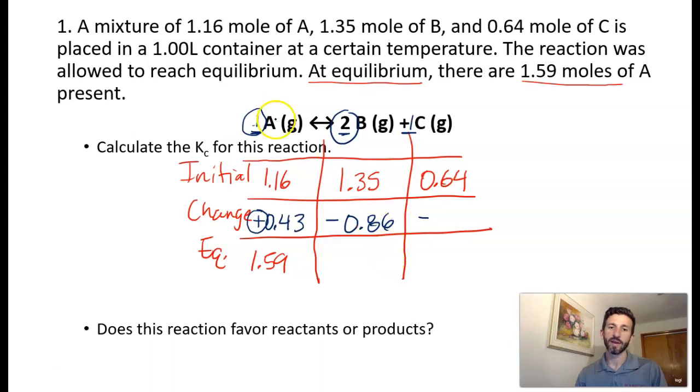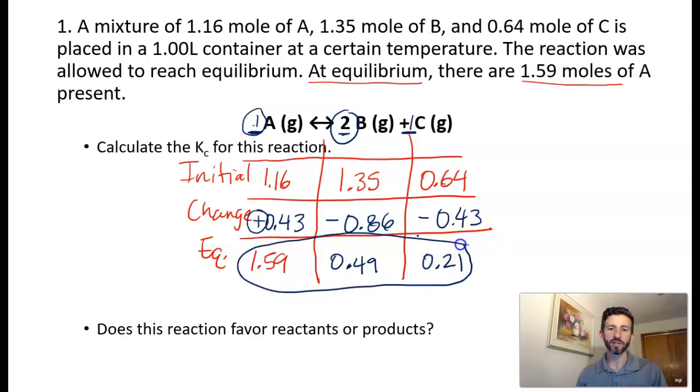So 0.43 times 2 is 0.86. Okay? A and C, that's a 1 to 1 ratio. So I'm going to subtract 0.43. So my equilibrium amounts here are going to be 0.49, 0.21. Okay, so I have my equilibrium concentrations here.